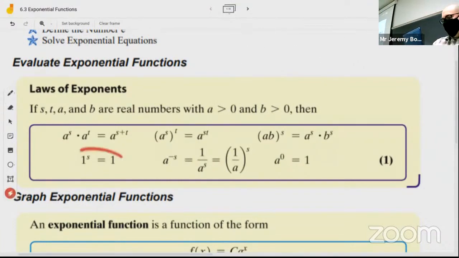Next one's pretty simple. If you have 1 raised to any power, it's just going to be 1. I don't care how large that power is. This is going to be 1 times 1 times 1 times 1 times 1 times 1 times 1. As many times as I want to do that, it's still going to be 1. Not much to it.